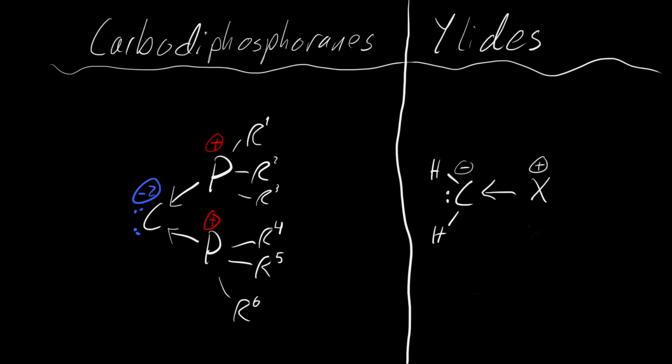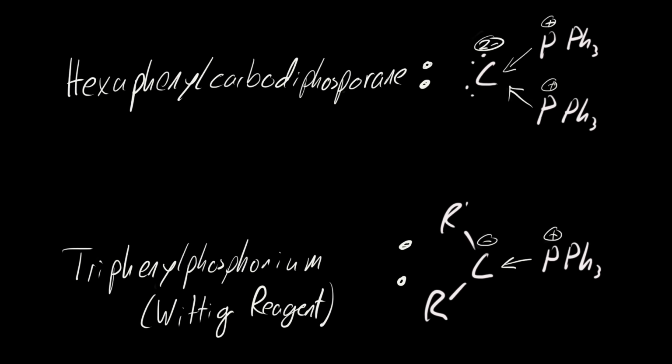And since the carbon atoms formally provide none of the electrons for the bonding, they keep their 4 electrons as 2 lone pairs. Effectively, the carbon atoms end up with a -2 formal charge, while both of the phosphorus atoms are +1. A good example of a carbodiphosphorane is hexaphenyl carbodiphosphorane, which is an analog to the triphenylphosphonium Wittig reagent.